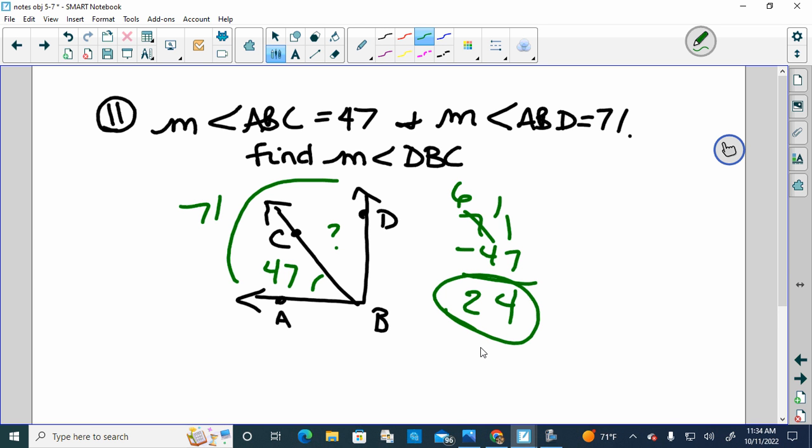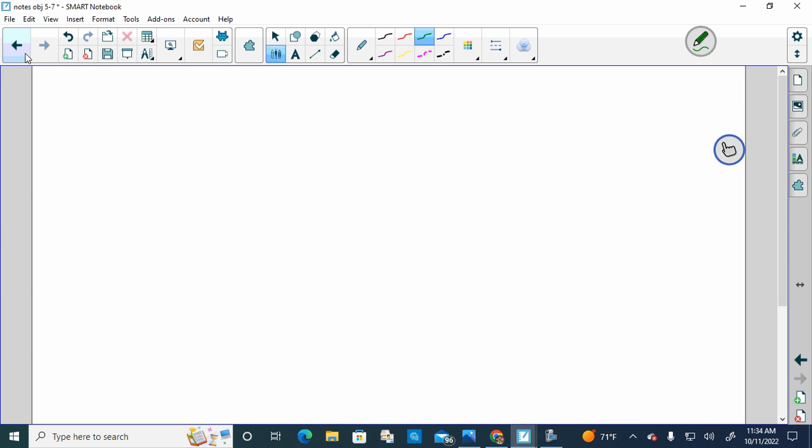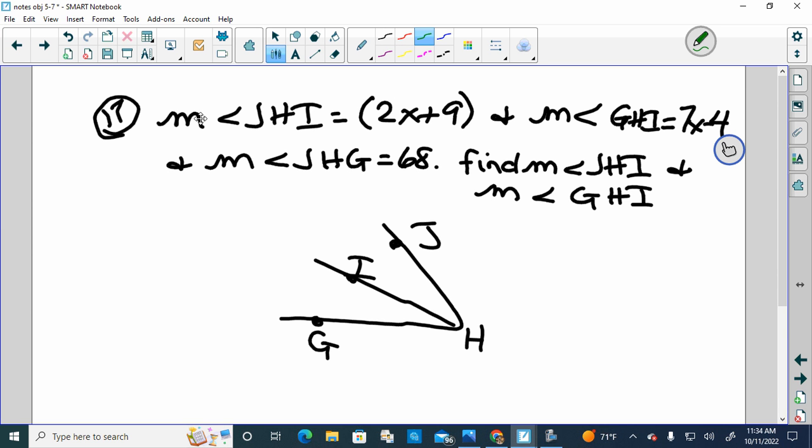Okay, we good? I don't know if that was my last one, or the other one. I think that's the last one. So number 17. Trying it again, but this time they got those silly variables in there, so using algebra. The measure of angle JHI is 2x plus 9. And the measure of angle GHI is 7x minus 4. And the measure of JHG is 68. This one they want us to find two of them, so we'd actually have to solve for the x and then plug it back in.